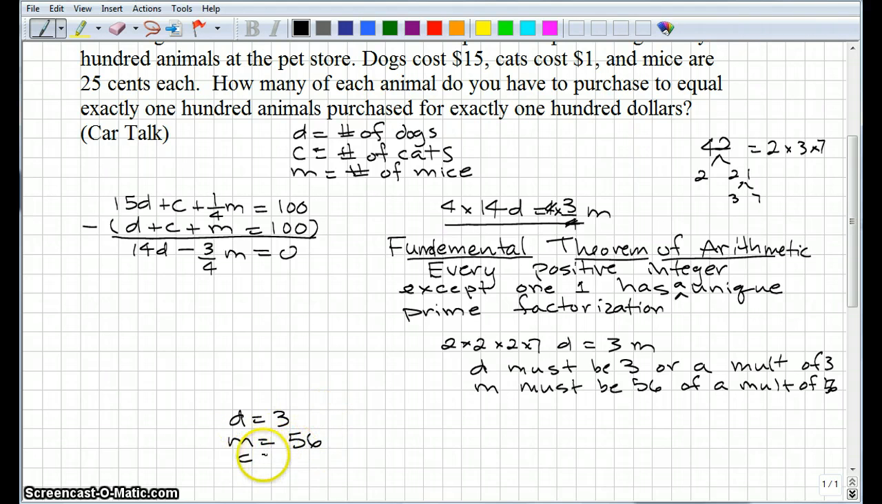So we have 56 plus 3, that's 59. So we have to have 41 cats. All right, and that is the answer.